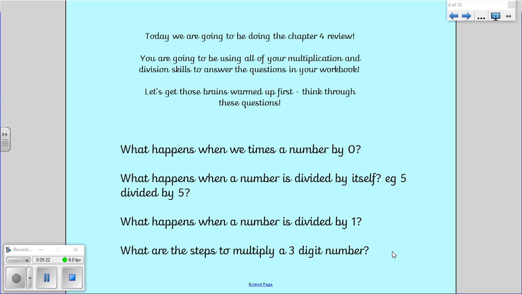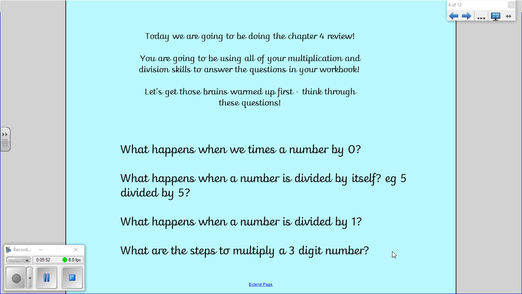Okay, the last one. What are the steps to multiply a 3-digit number? So let's think back to a couple of weeks ago when we were multiplying a 3-digit number. What were those key steps? And the key steps are to make sure we times the ones, times the tens, times the hundreds, and then you add all of those amounts together.